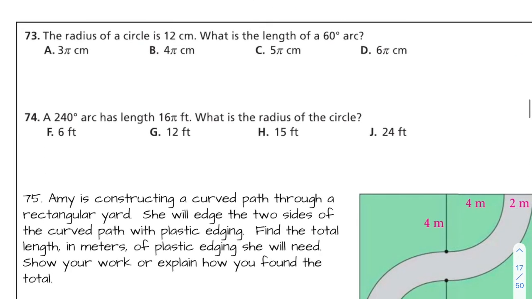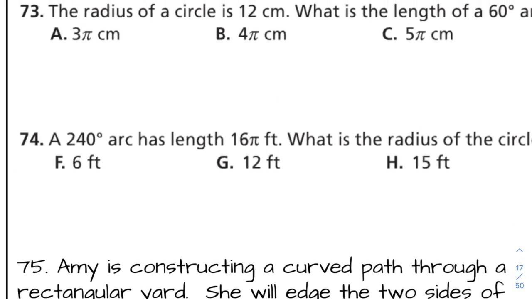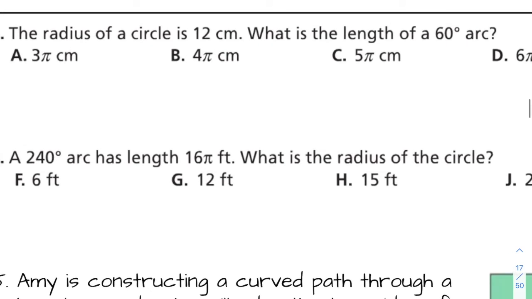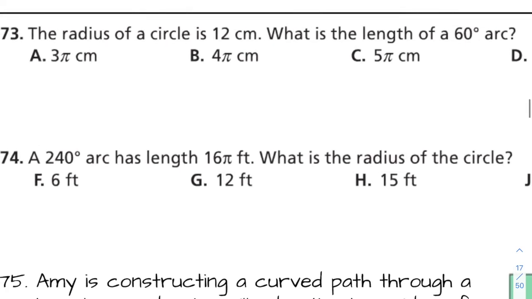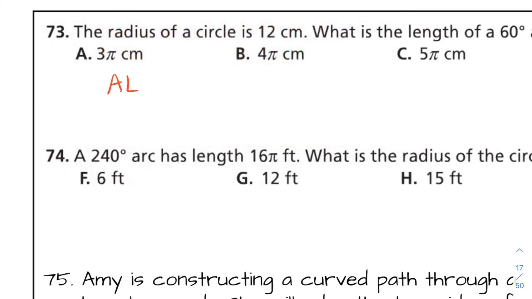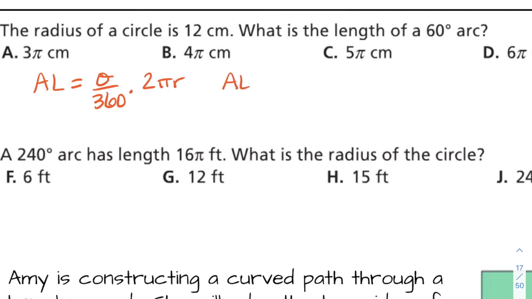Okay, the radius of a circle is 12 centimeters. What is the length of a 60-degree arc? So the radius of a circle is 12 centimeters. What is the length of a 60-degree arc? So arc length is equal to theta over 360 times 2 pi r. So arc length equals 60 over 360 times 2 pi times 12 centimeters.